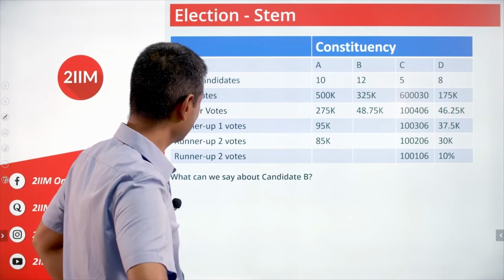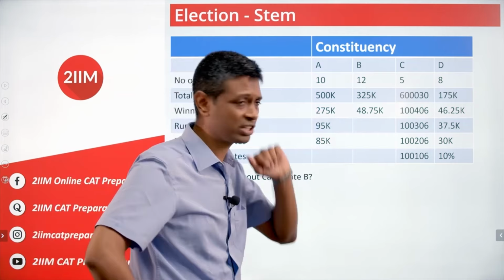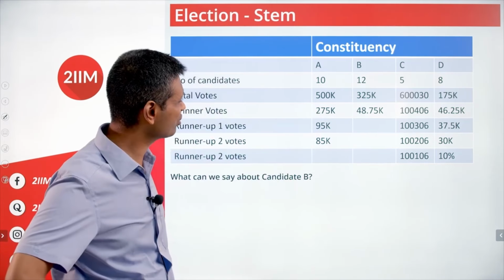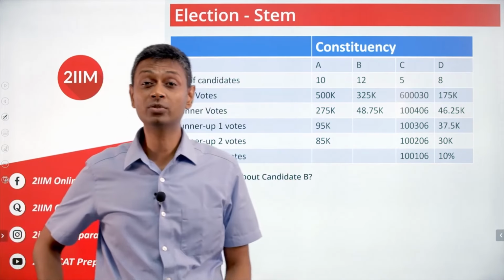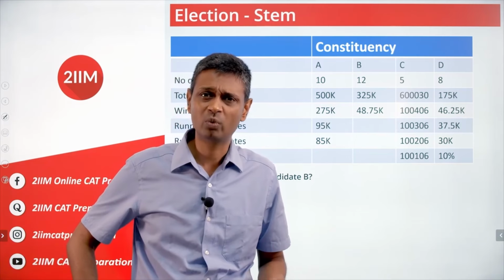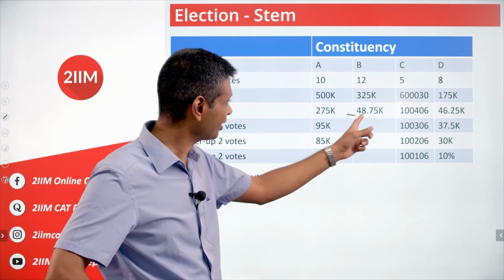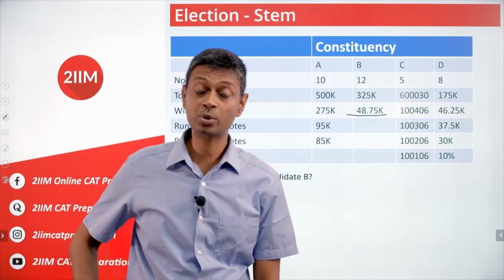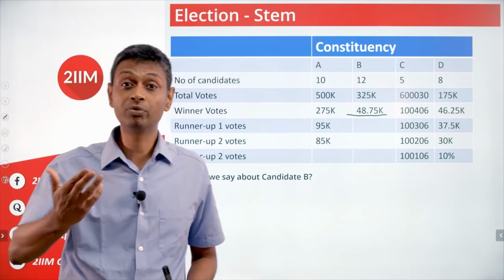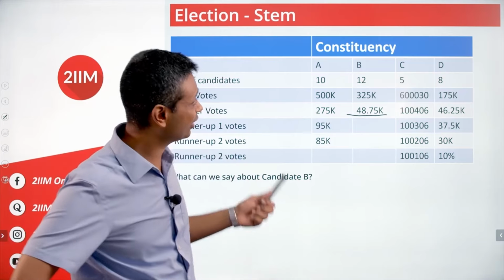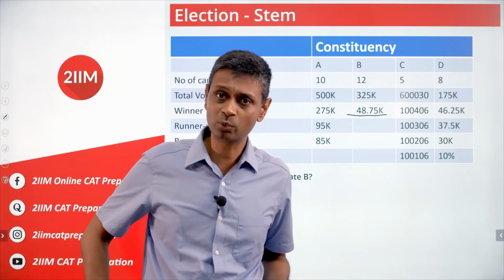325,000 votes were polled. The guy who won got 48.75. And so what is 1/6 of 325? 1/6 of 300 is 50,000. 1/6 of 325 is more than 50,000. So this guy has got less than 1/6 the vote. We've got a scenario which we discussed where you might win with less than 1/6 the votes. This guy has won with less than 1/6 of the votes.